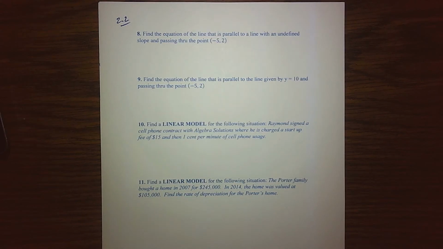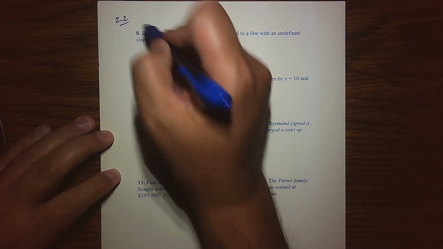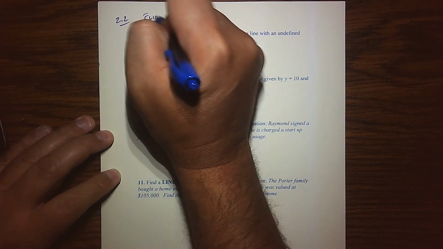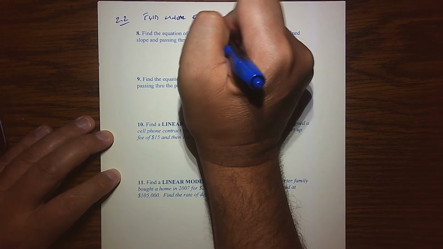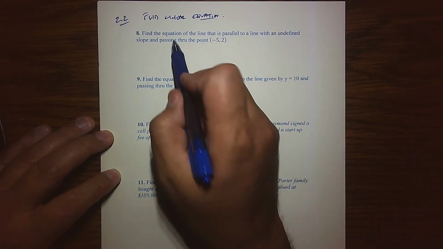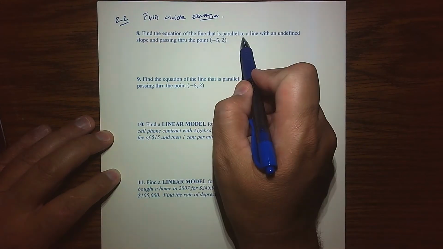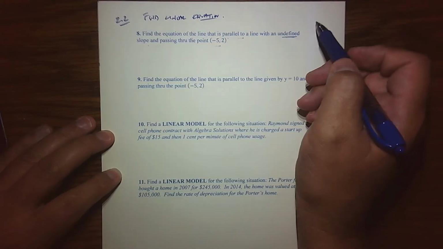Okay, so our last video in 2.2, again we're trying to find linear equations, and there's some nuances in here and we'll work around and some interesting things that happen. So the first one, they're asking us to find the equation of a line that is parallel to a line with an undefined slope and passing through -5/2.